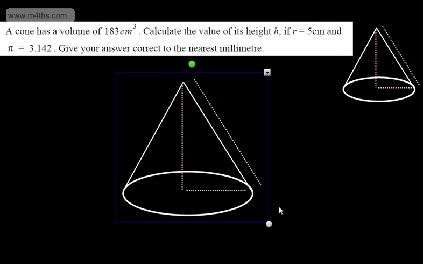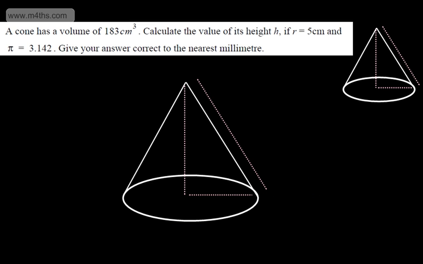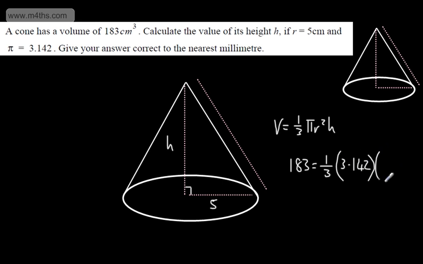So let's model up what we have. We have a cone. We're given now the value of the radius, which is going to be 5. We want to find this height just here, h. So this is the perpendicular height, and we're told the volume is 183. So the volume is 1/3 pi r squared height. So we can write that 183 is equal to 1/3 multiplied by pi, which is going to be 3.142, multiplied now by the radius squared, 5 squared is 25, multiplied now by the height.